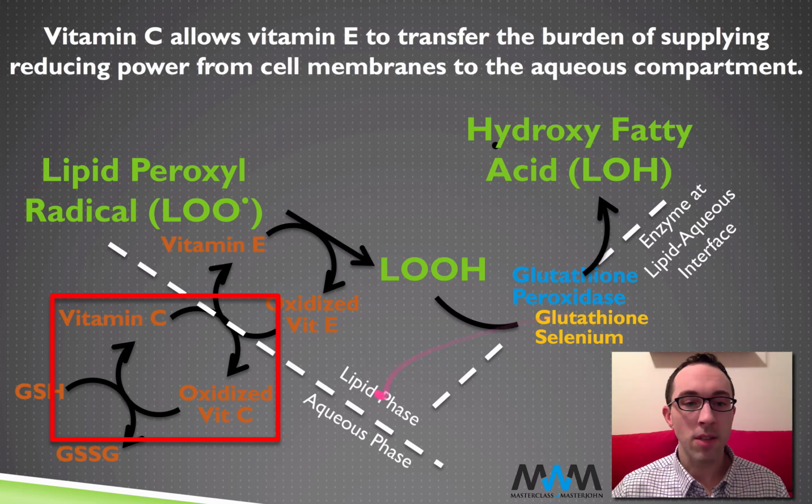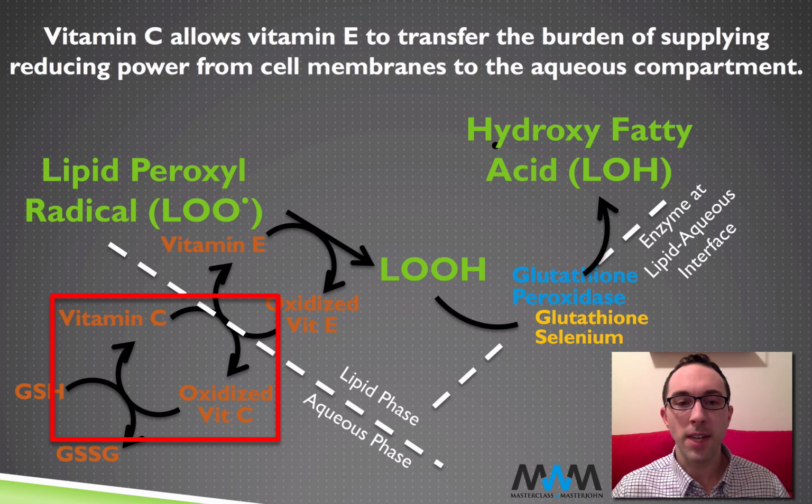in a series of lessons on the antioxidant defense system, and today we're going to look at vitamin C. You can see on the screen the role of vitamin C in the antioxidant defense system. It constitutes the first step where the burden of supplying reducing power is taken out of the cellular membrane and placed into the aqueous component of the cell.